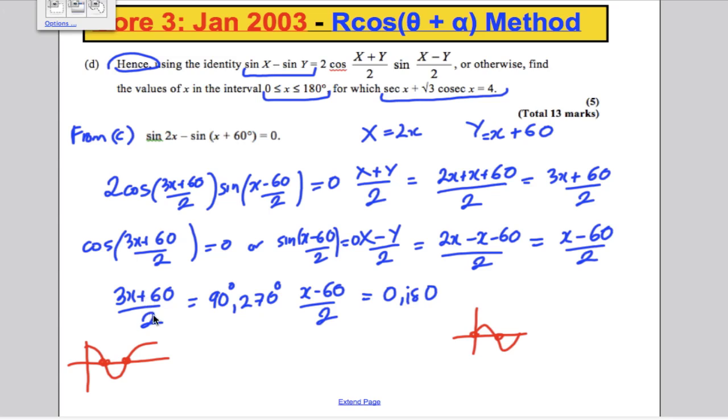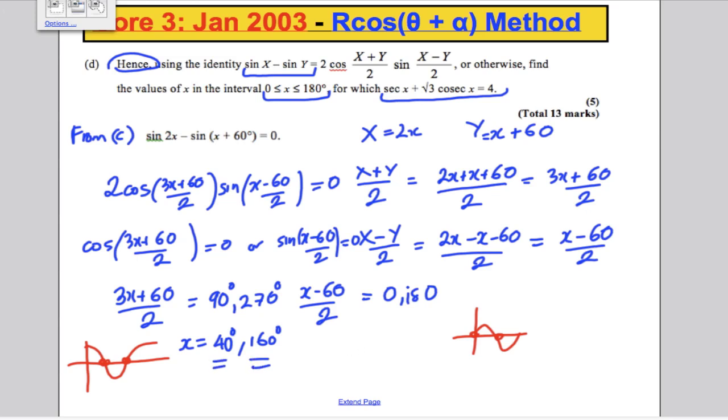Okay, for each of these, multiply by 2. For this one here, multiply by 2, subtract 60, and then divide by the 3. X is equal to 90 times 2, subtract 60, divided by 3. X is equal to 40 degrees. Then 270 times 2, subtract 60, divided by 3. X is equal to 160 degrees from these two.